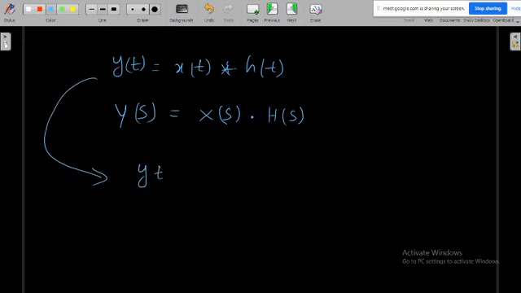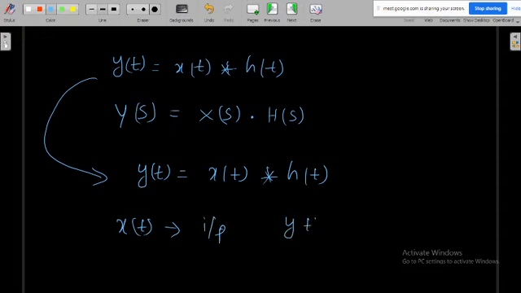Now we are in the time domain, so we'll take the equation y of t. y of t is the convolution of the input with the impulse response of the system, h of t. Again, why is this h of t called the impulse response? See, x of t is the input and y of t is the output.